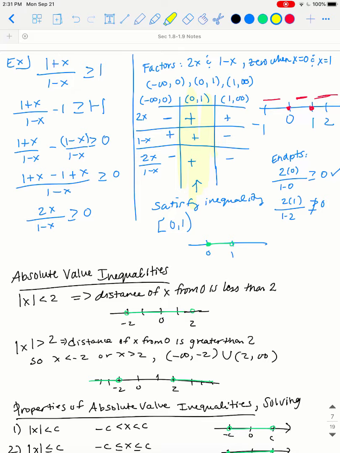So now we're going to check our endpoints. So our endpoints are 0 and 1. So I check 0 and I get 2 times 0 over 1 minus 0, which is 0, which is greater than or equal to 0. So that one's good. I check 1 and I get 2 times 1 over 1 minus 1, which is undefined. Therefore, it's not greater than or equal to 0. So our answer is 0 to 1. However, there's a parenthesis around the 1. So I have an open dot at 1.